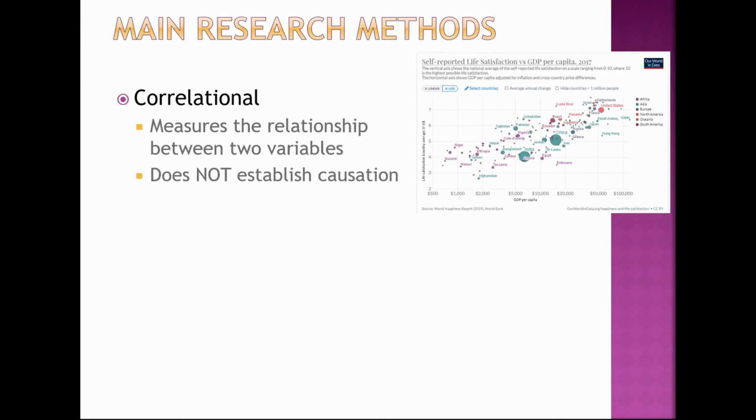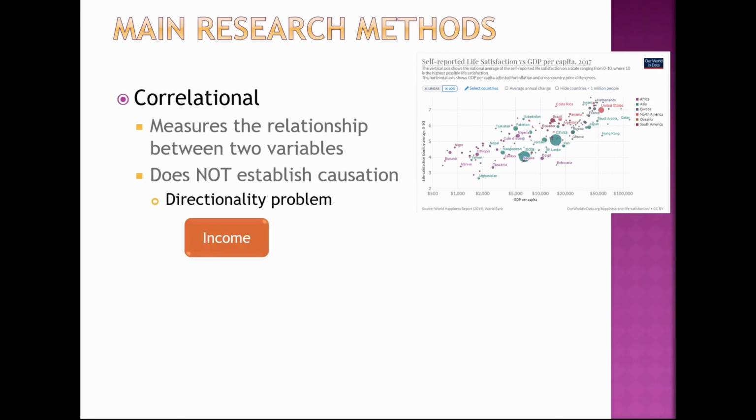The important thing is to remember that it doesn't establish causation. So you can't look at this graph that I'm showing you here and say, well, obviously a higher GDP will make citizens more satisfied. Like, that's not how it works. Correlations can't tell us that. And there are a couple of reasons why not. One is what we call the directionality problem.